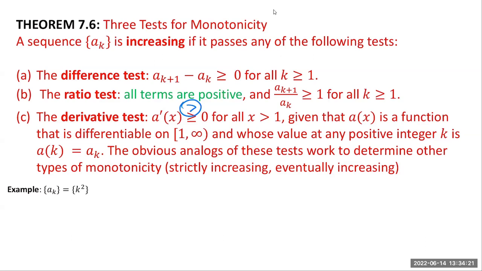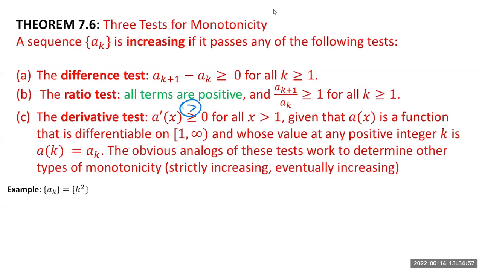If you replace this greater than or equal sign by a strictly greater than sign, then we have a strictly increasing sequence. Or in other words, if a prime of x is strictly greater than 0, then the sequence a_k is strictly increasing. And then eventually increasing means if your a prime of x is bigger than or equal to 0 for large values of x, for x bigger than some number, then we say that it's an eventually increasing sequence.